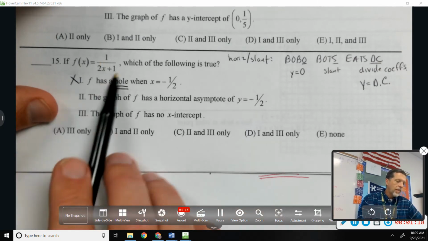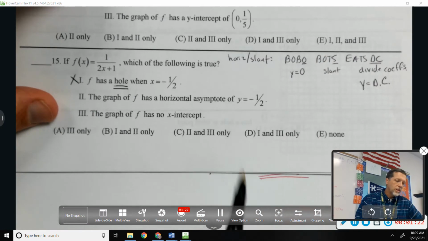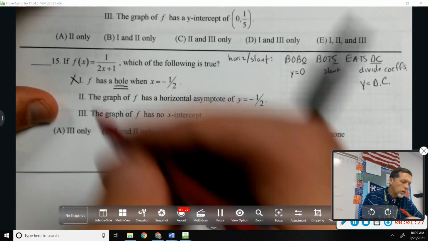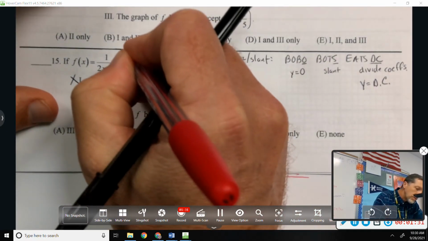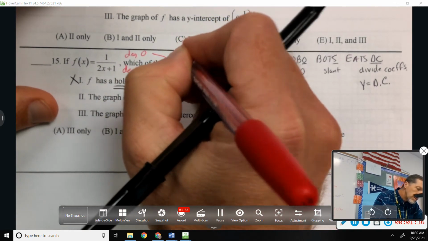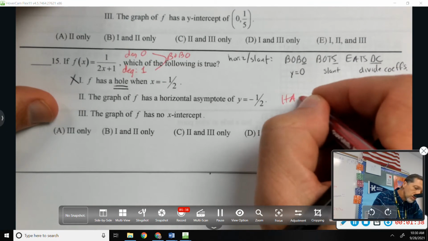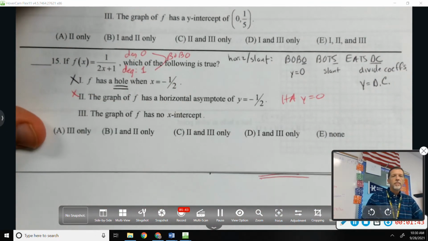I think I see where the negative 1/2 is, but is this a Bobo, a bots, or an eats DC problem? It's Bobo, because what's the degree of the bottom? And the degree of the top? 0. So that's a Bobo problem, which means the horizontal asymptote is y equals 0. So 2 is not true. It's only a slant asymptote if it's bigger on top. The degree is bigger on top, yeah.